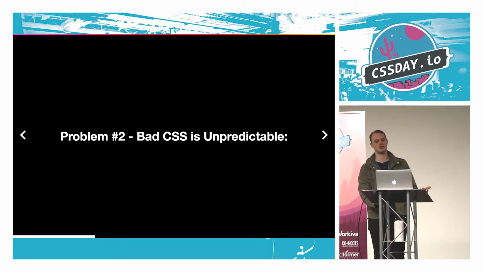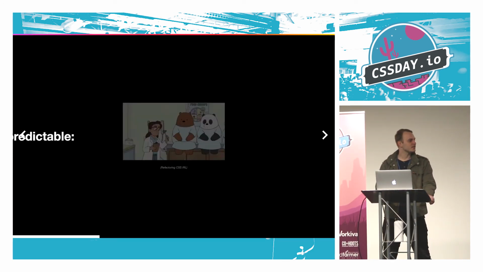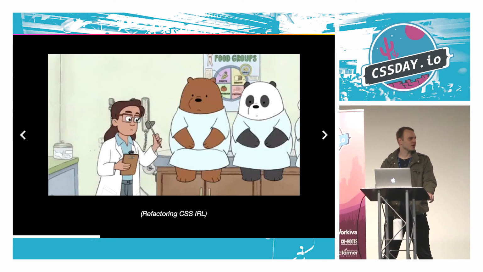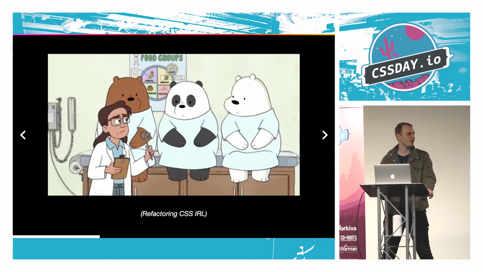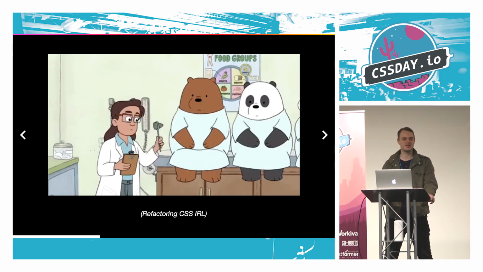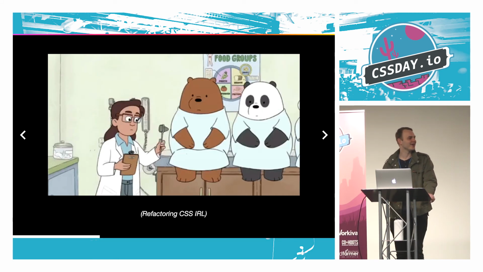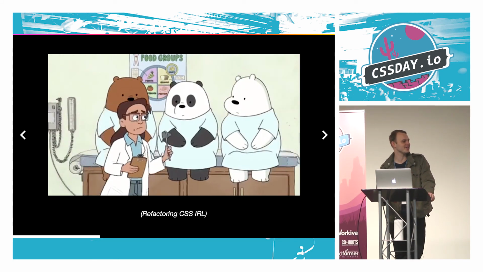So looking at problem number 2, bad CSS is unpredictable. So if you guys have worked in a large CSS code base, you have probably experienced this before. I'm just going to change this one thing, and it's going to be great, right? So yeah, this is refactoring CSS in real life.